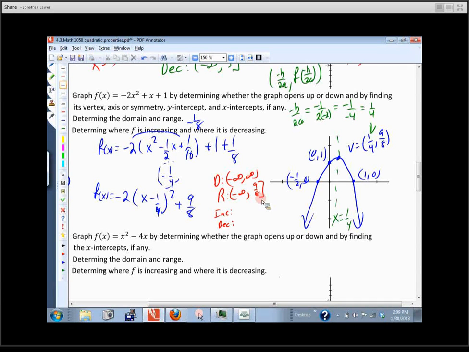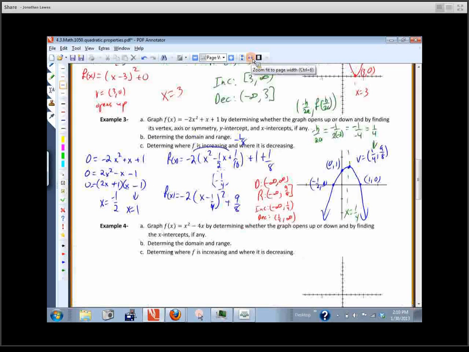Okay. What's increasing? Ooh, careful. Remember, we're saying where, so it's got to be an x coordinate. 1/4. Very good. Okay. And 1/4 to infinity. Okay, are there any questions there?